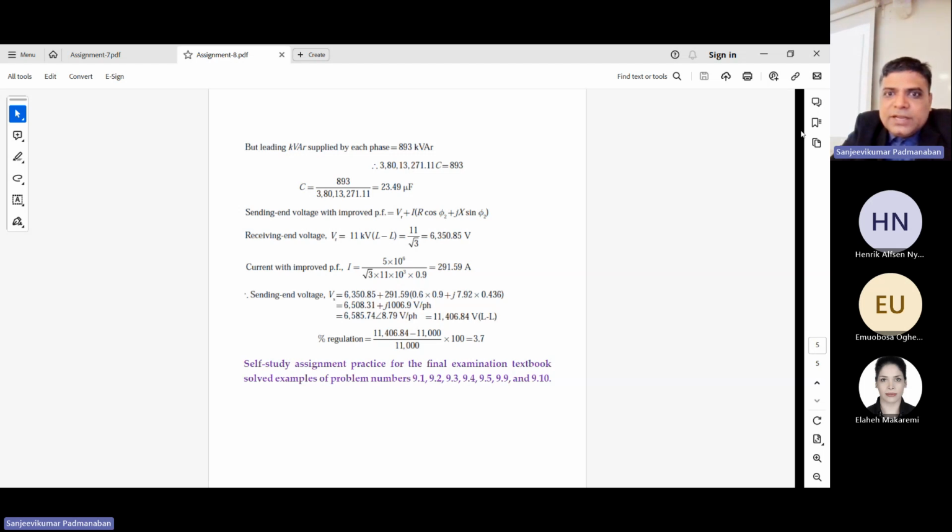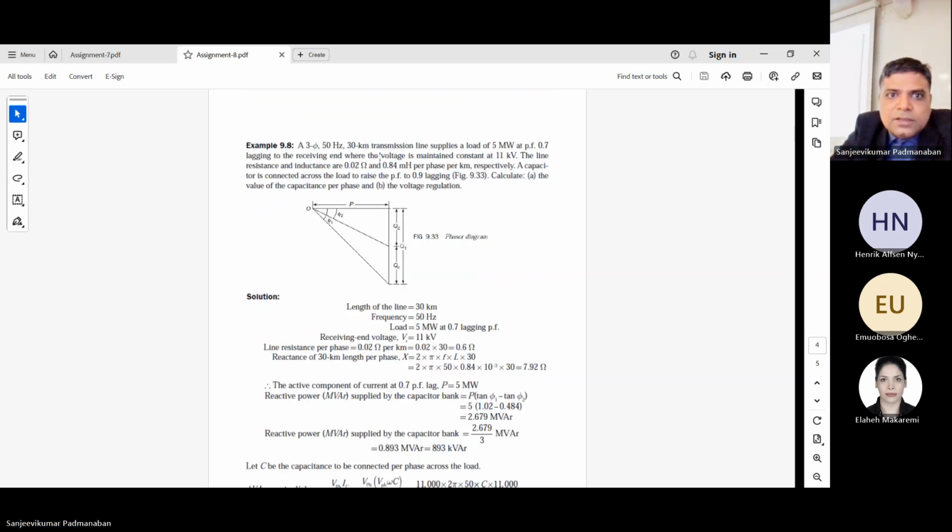Okay. What is the receiving end voltage? Have a look here. The receiving end where the voltage is maintained at constant 11 kV. What is the receiving end voltage? 11 kV. What is the formula for calculating voltage regulation? Vs, the sending end voltage, minus the receiving end voltage, divided by the receiving end voltage. So we want to know what is Vs. Am I right? How to calculate Vs?